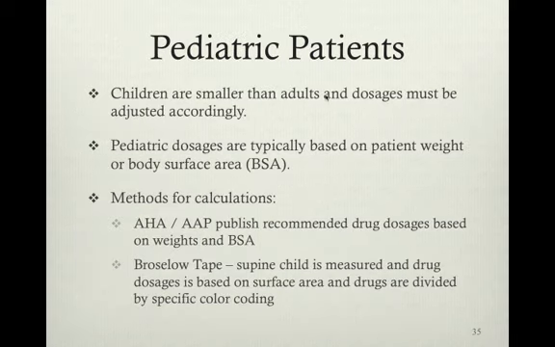Pediatric patients. Children are smaller than adults, and dosages must be adjusted accordingly. Pediatric dosages are typically based on the patient's weight or body surface area. Methods for calculations: the American Heart Association published recommended drug dosages based on weights and BSA. And the Broselow tape is a color-coded device that we can use on a supine child to measure out what the appropriate color code for that child is. An example of this would be this child is color code pink, and it would have the appropriate dosage.